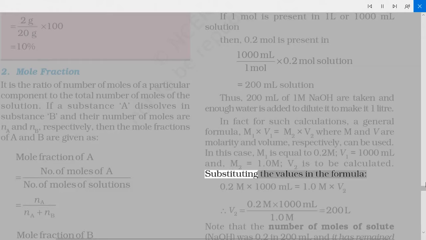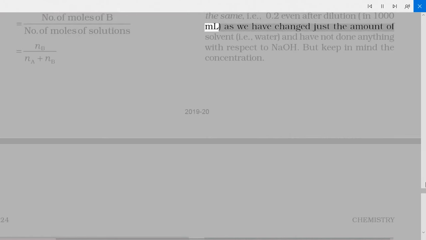Note that the number of moles of solute, NaOH, was 0.2 in 200 mL and it has remained the same, i.e., 0.2 even after dilution, in 1000 mL, as we have changed just the amount of solvent, i.e., water, and have not done anything with respect to NaOH. But keep in mind the concentration.